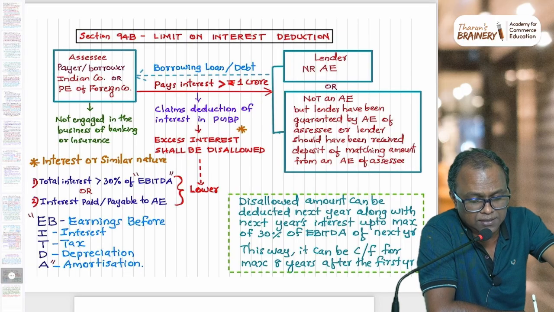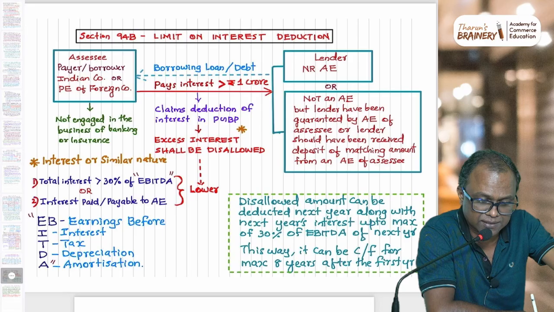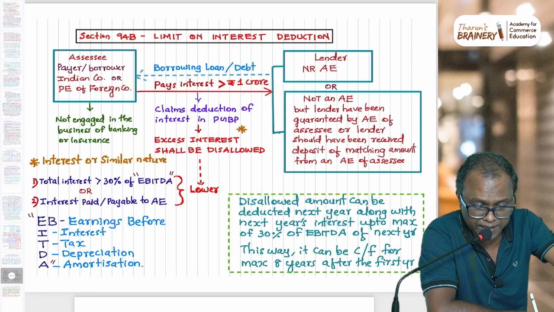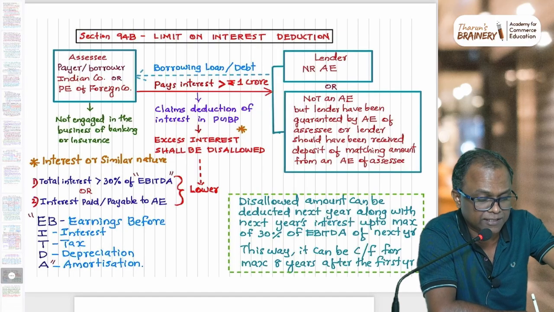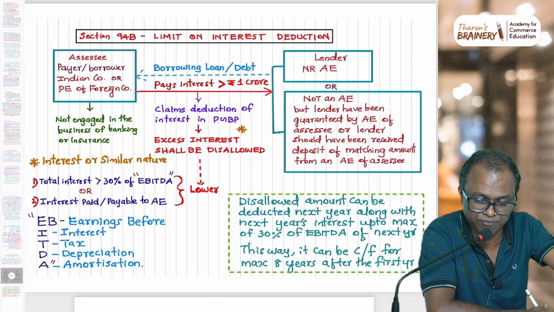And total interest to the associated enterprise should exceed rupees 1 crore. So to attract section 94B, there are a lot of conditions, and there is a monetary limit of more than rupees 1 crore. The interest paid or payable to the AE should exceed rupees 1 crore. Total interest may be more than 1 crore, but if the AE interest is less than 1 crore, this provision is not applicable. And who is the lender? That is, who is the person getting the interest income from India?